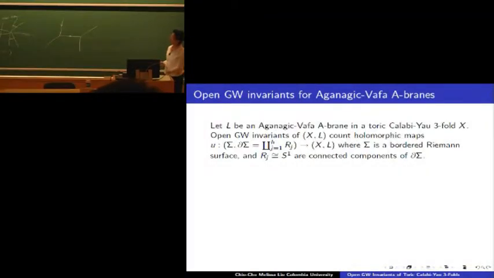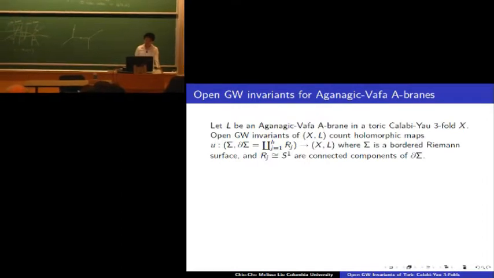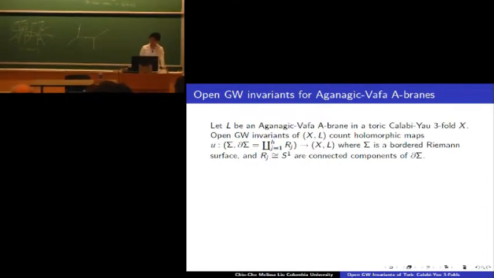So now I would like to describe open Gromov-Witten invariants for such an agnostic Waffa A brane. Let L be an agnostic Waffa A brane in toric Calabi-Yau threefold X. Open Gromov-Witten invariants of X, L count holomorphic maps u from a bordered Riemann surface sigma to X with boundary in L. And the boundary is a disjoint union of circles.